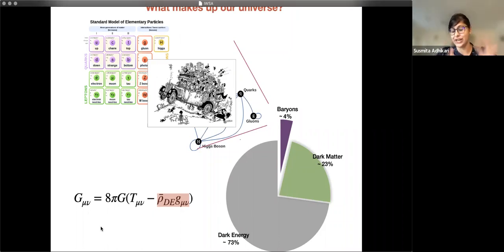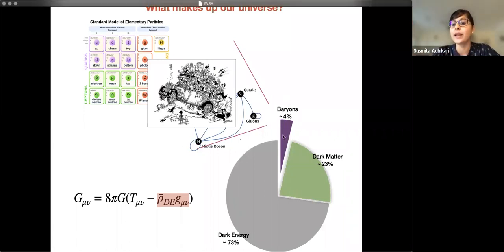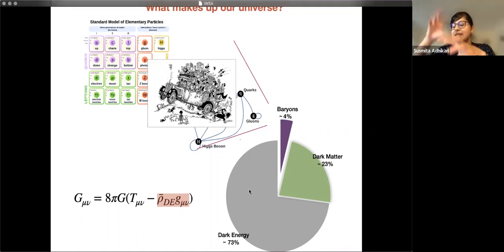So this is the general Einstein's field equation, which tells us about the evolution of our universe and the evolution of space-time. And the energy density has about 4% baryons, or standard model matter, and about 23% dark matter. Together they form all of matter in the universe. And actually 73% of the energy budget, the energy density of the universe, these are different components.